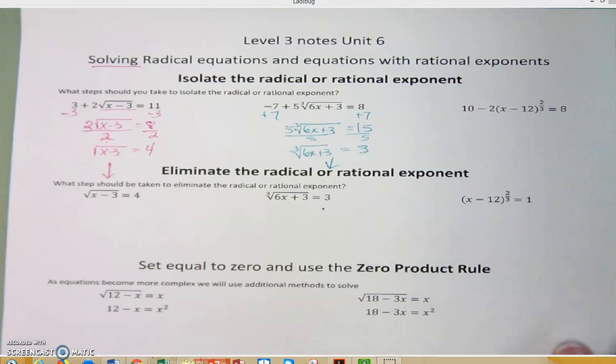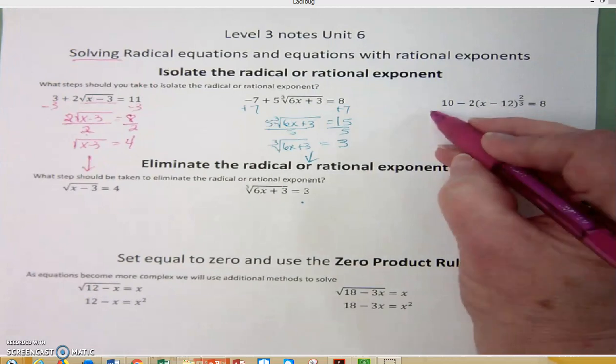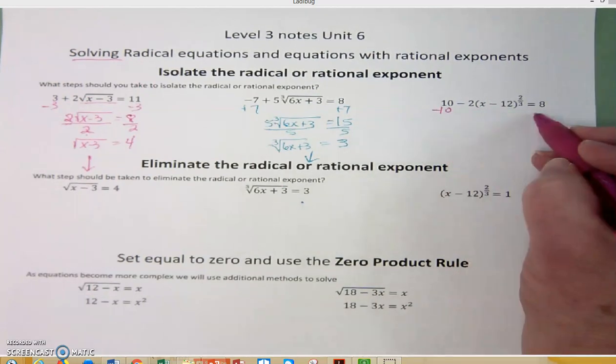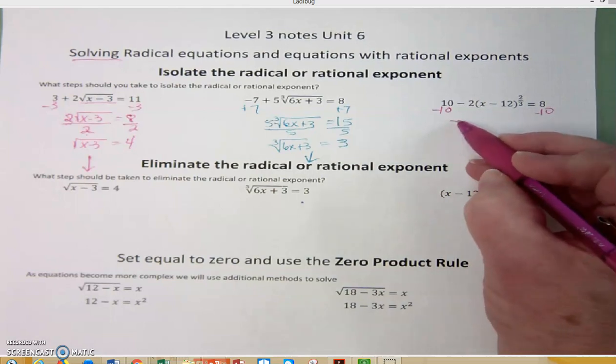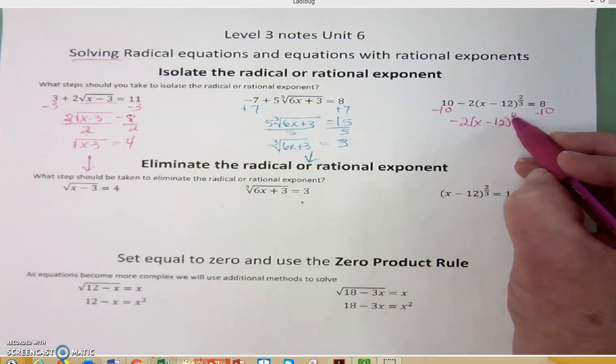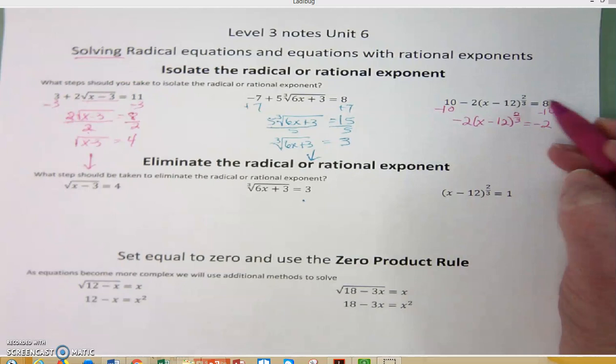The last one up here is one that's a little bit different. It's written differently, so let's see if we can do this and see if it's much different. Again, I have 10 minus 2, so I'm going to subtract this 10 and move it over here, and I'm left with negative 2 times x minus 12 to the 2/3 power, and that equals negative 2.